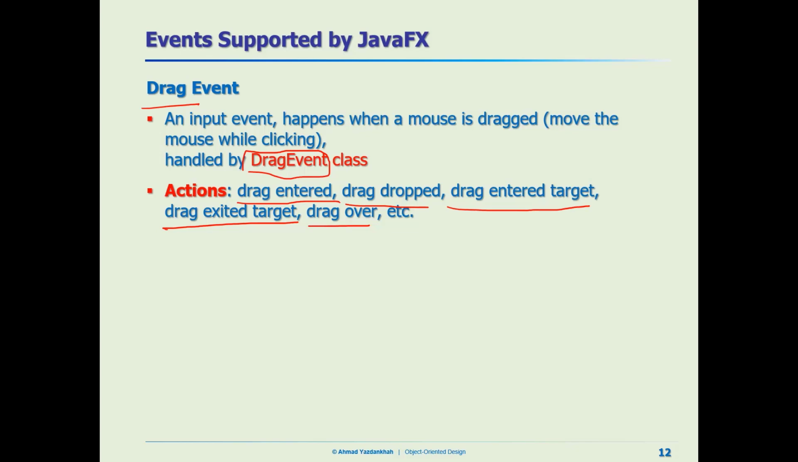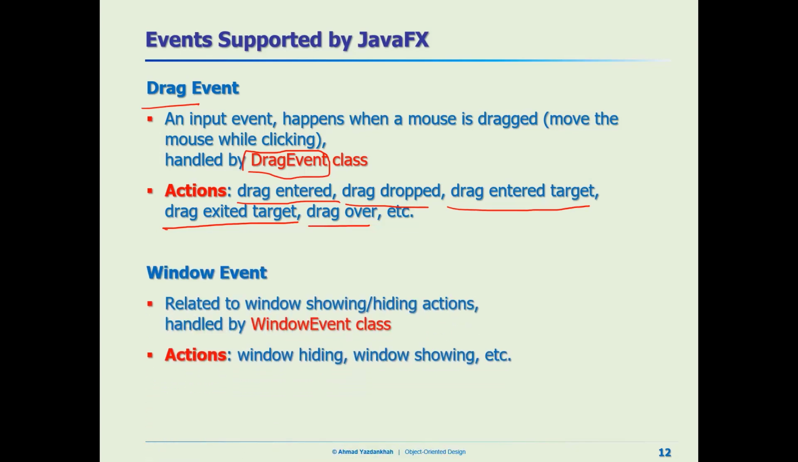And the last category would be the window event. The window event is related to the window of your application, right? And this window event class is in charge. Here are some examples of the actions: window hiding, window showing, and this kind of thing.